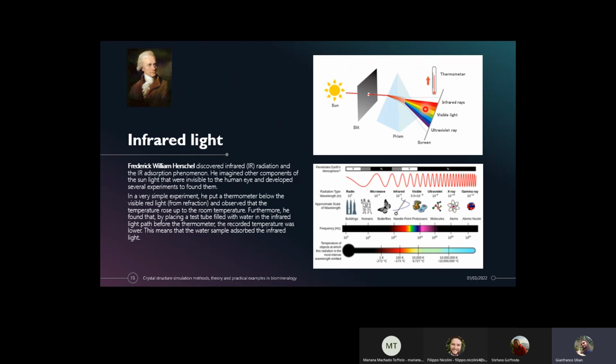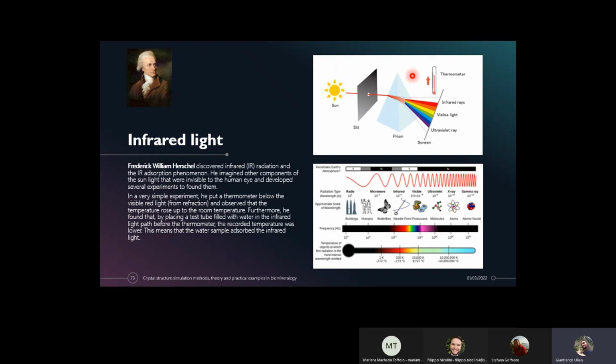He put a thermometer in this region below the visible red light, and he noticed that the temperature increased. And when he put a water cuvette between the incoming infrared light and the thermometer, he noticed that the temperature measured by the thermometer was less. So infrared light was absorbed by water.